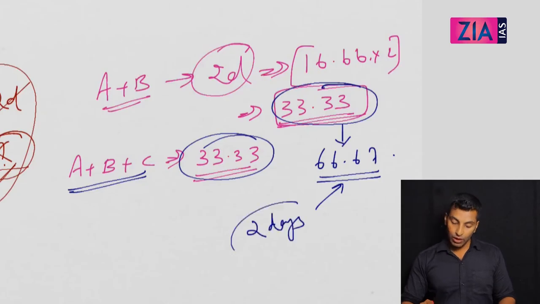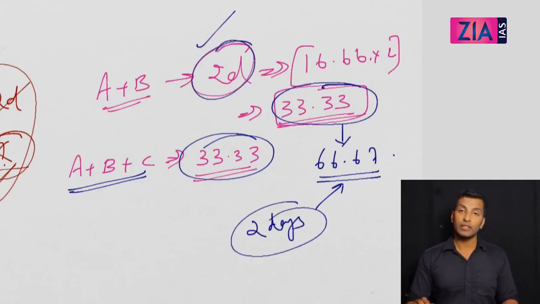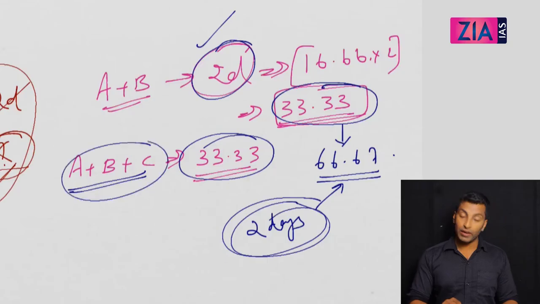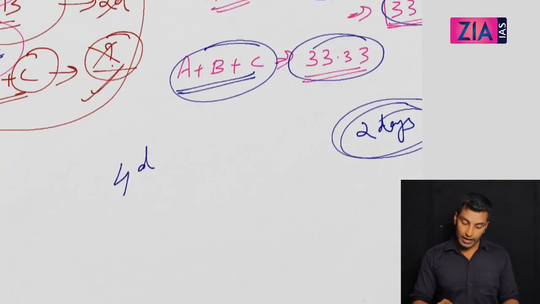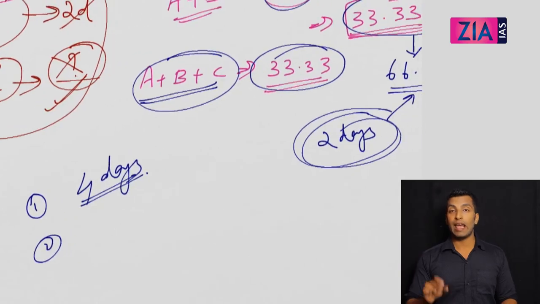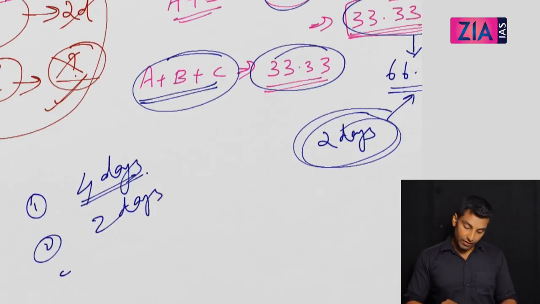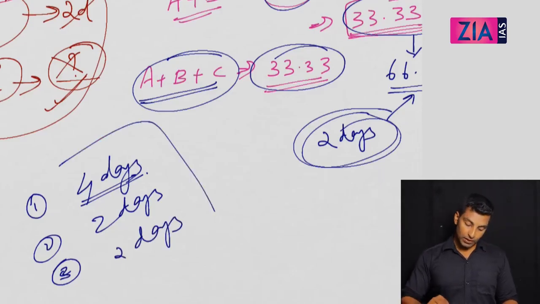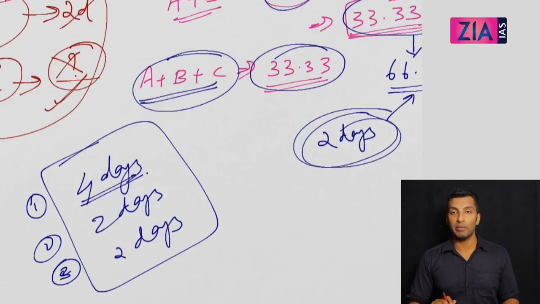So how many days required to complete 66.67? 2 days. So initially 2 days A and B worked, then 2 days A, B, C have worked, completed the work. So how many days it took to complete the work? 4 days. That is the first question. Second question, how many days A, B and C worked together? That is 2 days. How many days C worked in this case? It is again 2 days. I hope this is clear for all of you. Nobody will ask you how many days A and B work because that is given in the question directly.